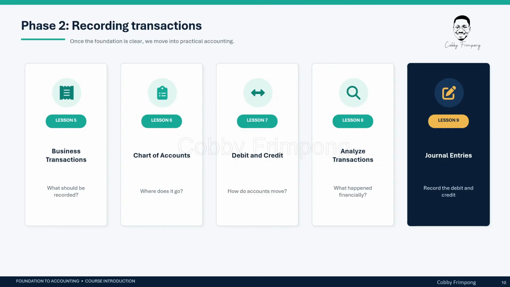Phase 2. Recording transactions. Phase 2 moves into practical accounting. Lesson 5 teaches what qualifies as a business transaction and the evidence behind it. Lesson 6 explains the chart of accounts. Lesson 7 covers the rules of debit and credit. Lesson 8 develops a step-by-step method for analyzing transactions. Lesson 9 shows how to formally record those transactions in journal entries.